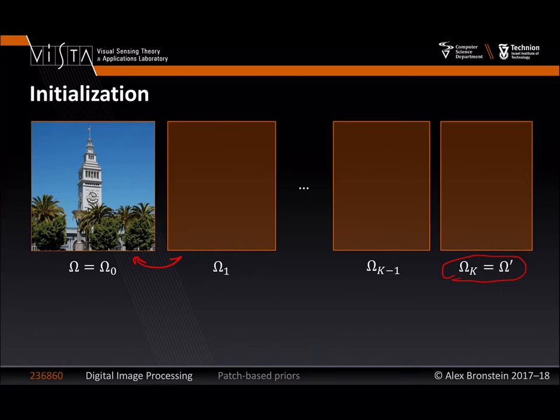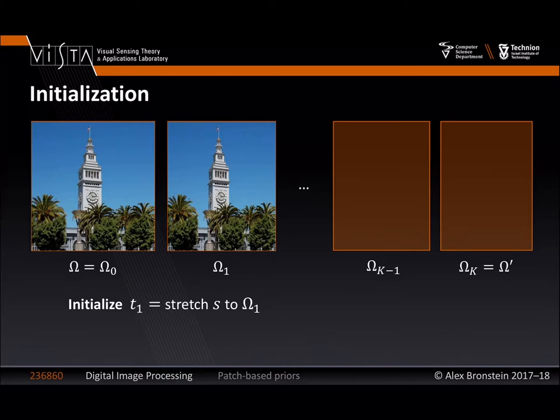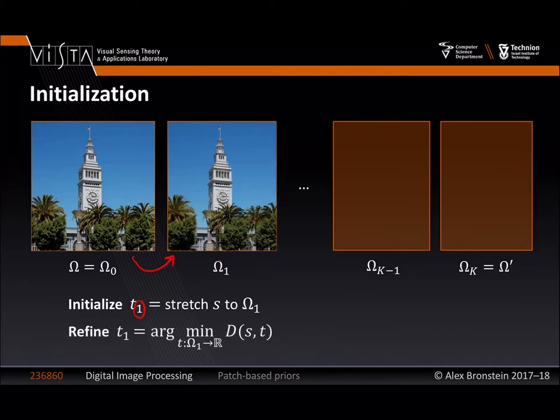Okay, so the difference, let's say, the difference between here and here in scale will be a few percent. Okay, so then what I'm going to do, I'm going to initialize T1. So this lowercase index means that I'm retargeting from omega 0 to omega 1. And it's a simple retargeting problem because the domains are very similar. So I'm going just to stretch my image to omega 1. The stretch will, of course, deform the pixels a little bit, but I have an excellent initialization for the iterative algorithm I showed to you. And then I'm going to run it several iterations and get the retargeted image. Okay, it will converge very fast because the initialization is good.